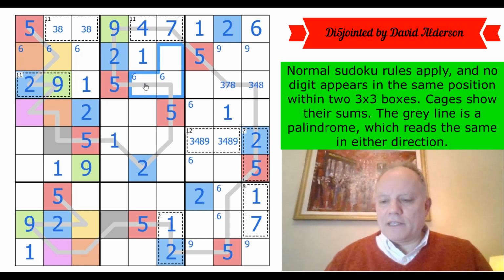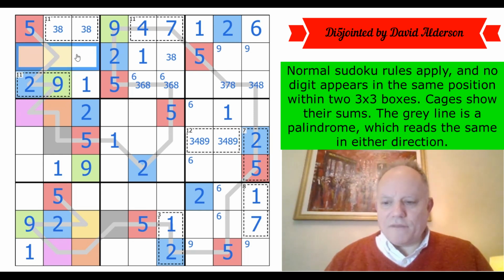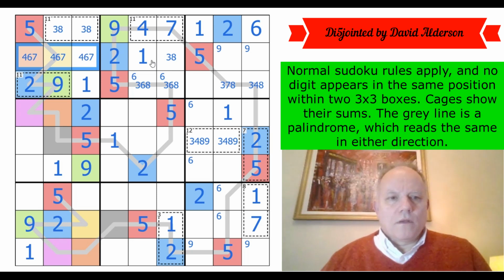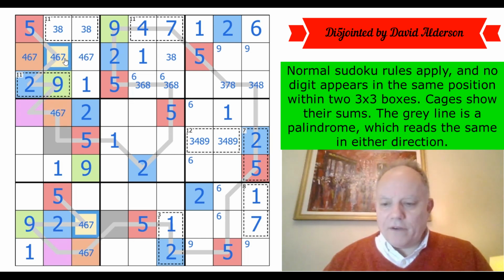Right, 3 8 and 6 here. 6 can't be in that cell. This is 4 6 and 7 up here. So I suppose all orange and yellow are 4 6 or 7, and yellow is not 7. Fair enough.